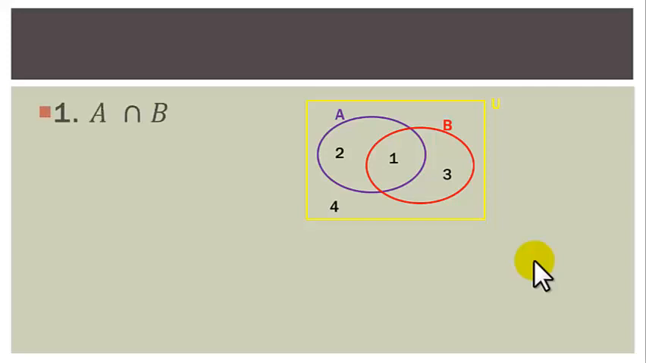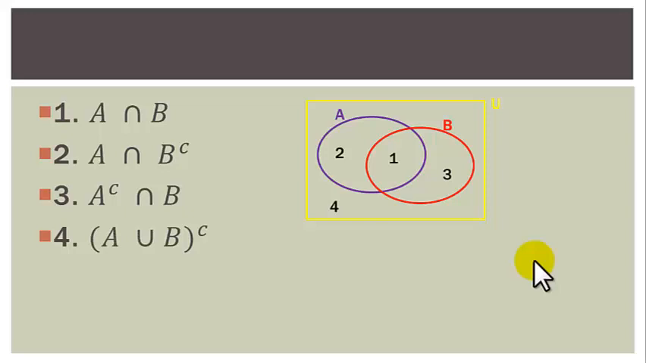The subset 1 represents A intersection B. 2 is A intersection B complement. 3 is A complement intersection B. And 4 is A union B complement.